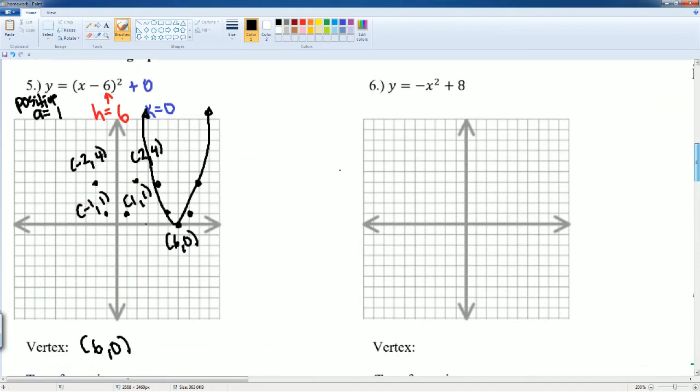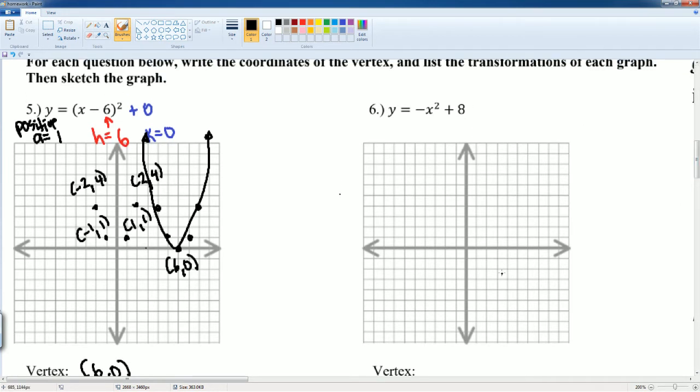All right, let's do 6. Now we have to put this into vertex form. If you don't see it, let me help you out. It looks like negative (x plus 0) squared plus 8. That's how that looked in vertex form. So your a here would be a negative. Your h here is 0. And your k here is 8.